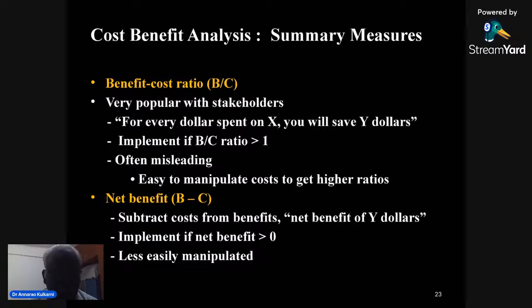A better summary measure for benefit cost analysis is net benefits, derived by subtracting the net costs from the net benefits. In this way, a program shows a positive return on investment if the net benefits are more than 0. So this summary measure is less easily manipulated in terms of how costs and benefits are labeled and thus is the preferred summary measure by the economists.